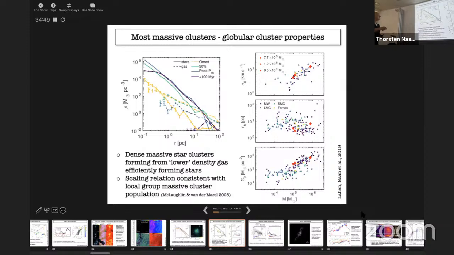And here's how the cluster actually evolves. The dashed lines are gas density. You see the gas density doesn't become very high in the center, but you form stars and you pile up stars to very high densities, 10^6 solar masses per cubic parsec. And then you have a rapid onset of relaxation in the center.